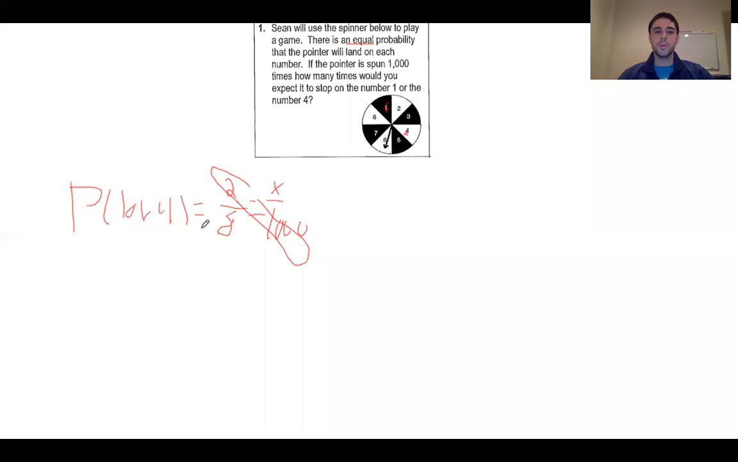So we cross multiply. We get 2,000 equals 8x. Divide both sides by 8. And 2,000 over 8, I can just give it to us, is going to be 250. So if we spin the spinner 1,000 times, we expect it will stop on 1 or 4 250 times.